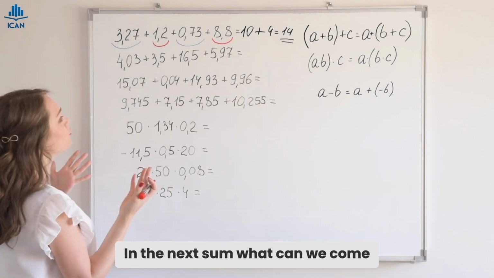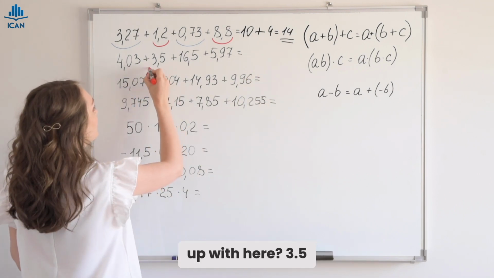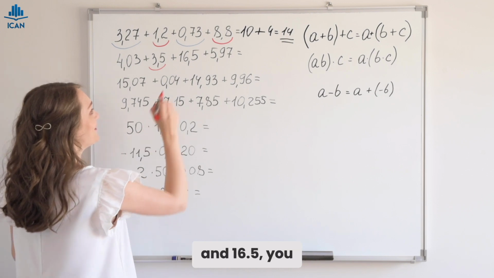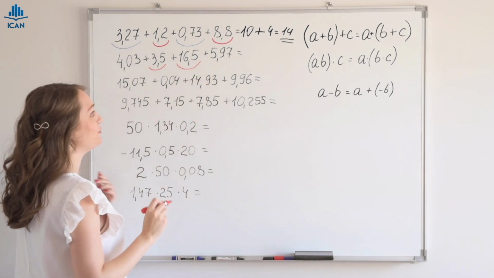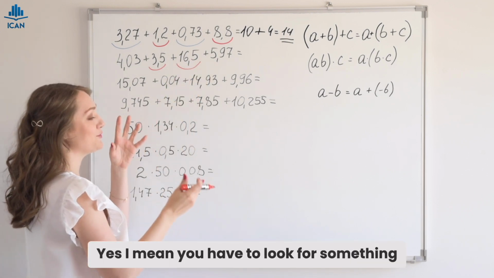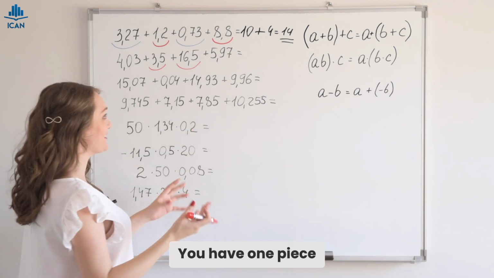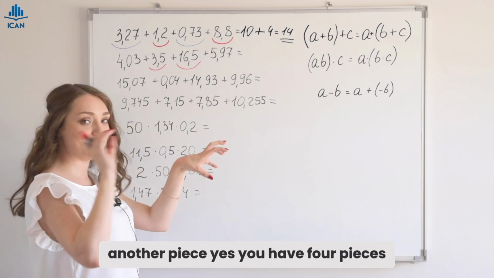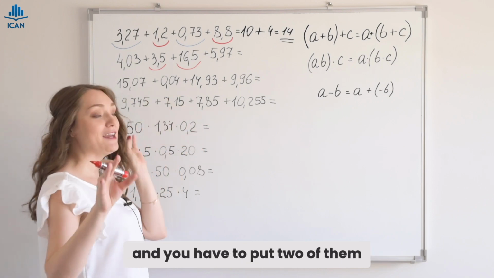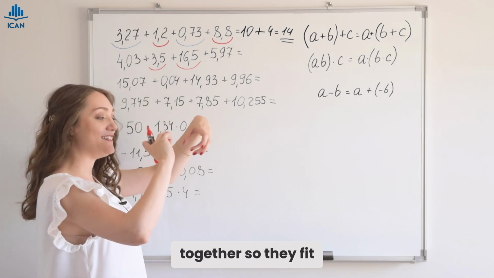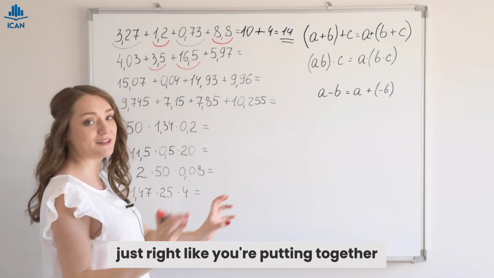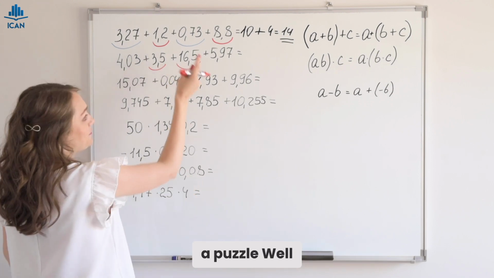In the next sum, what can we come up with here? 3.5 and 16.5, you see. Yes, I mean, you have to look for something that can be combined. I mean, it's like a puzzle. You have one piece, another piece, yes, you have 4 pieces, and you have to put 2 of them together so they fit just right, like you're putting together a puzzle.